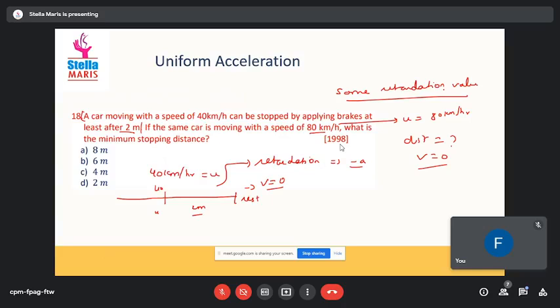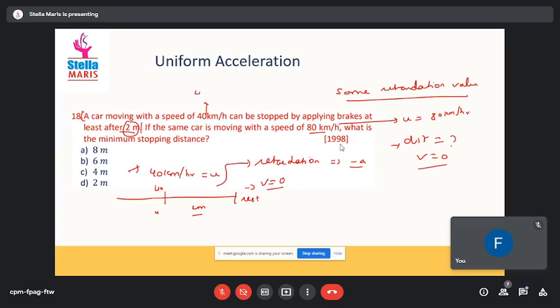Same retardation value. Okay, so this car has also the same retardation value as this car. So you understand the question? Yes, sir. Okay, and the thing is, you could have easily solved this question if they had given this meter in kilometer format. If they give 2 meters in kilometer format, you could have easily done this question.